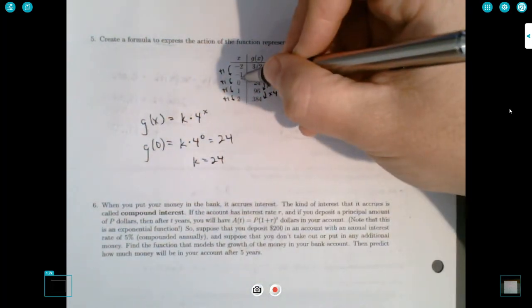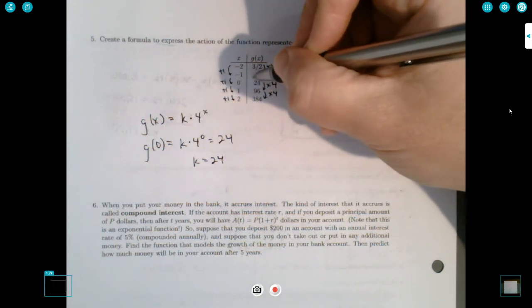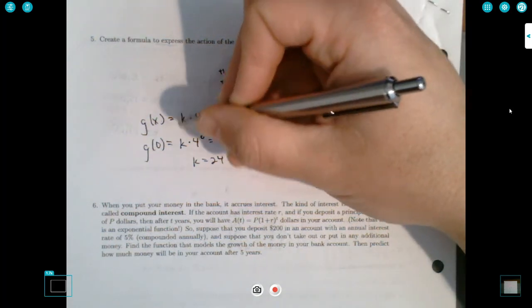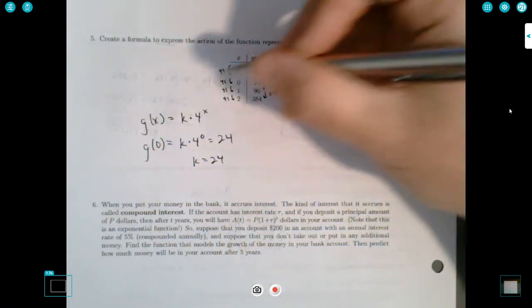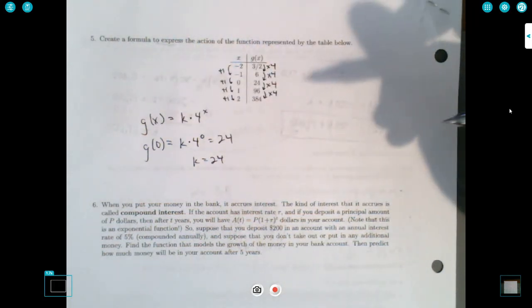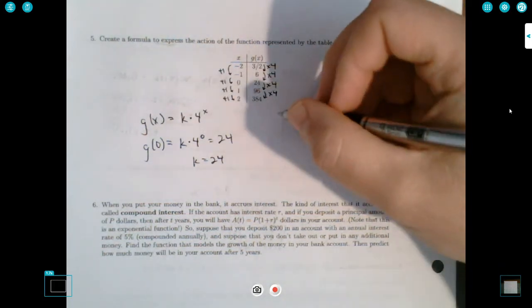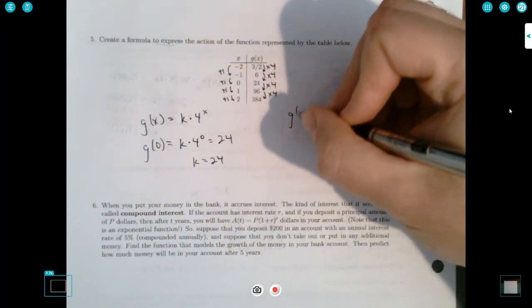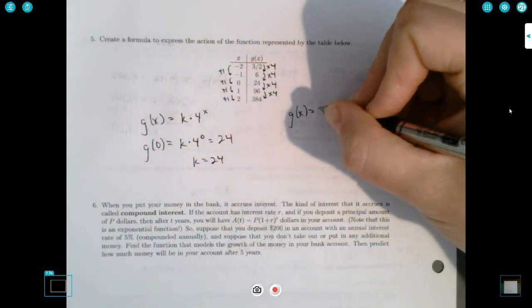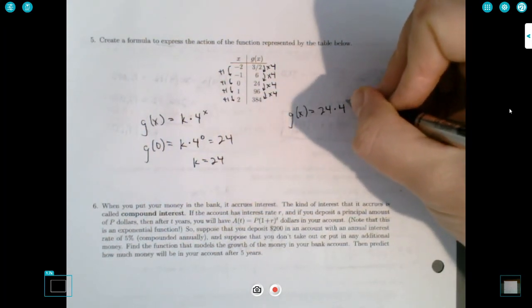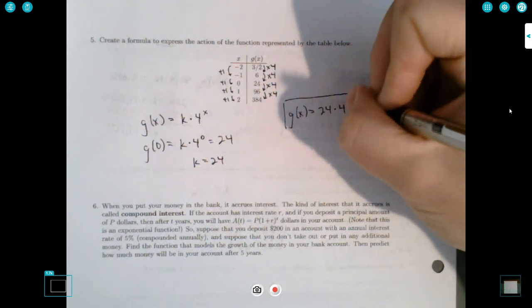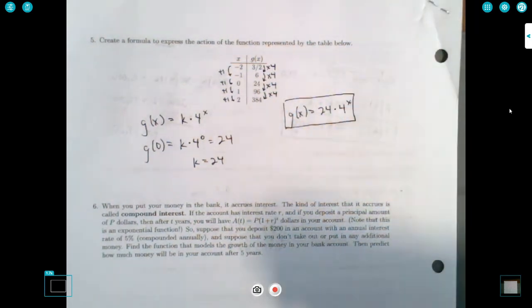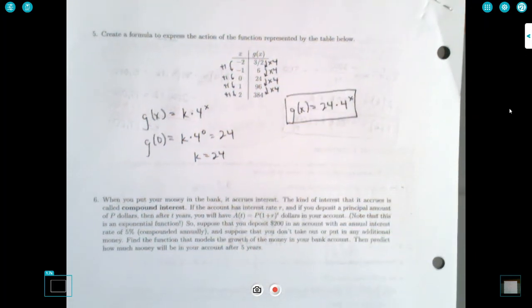So in other words, if you plug in 0, the output's going to be your starting point k. That's something that you can just use. So then g of x is going to be 24 times 4 to the x power. So this is how we model with exponential functions. Let me give you a couple applications of this.